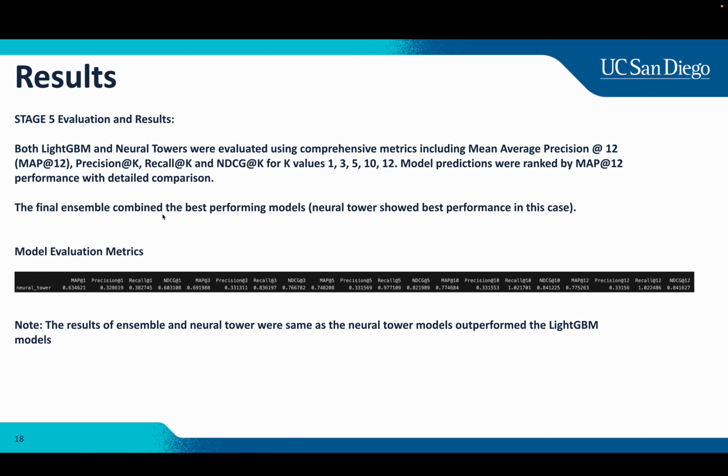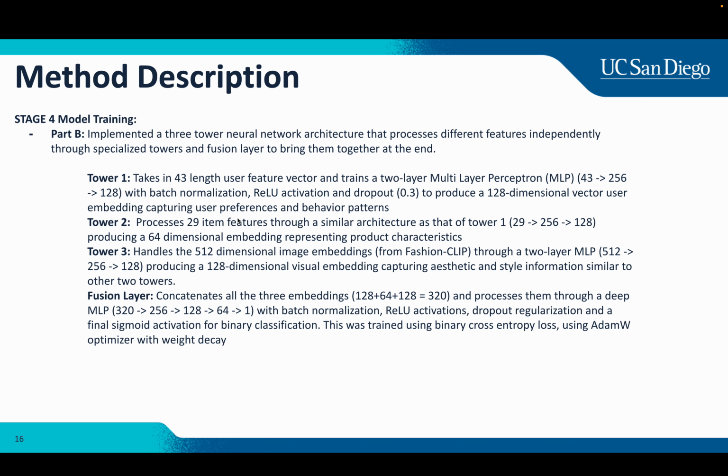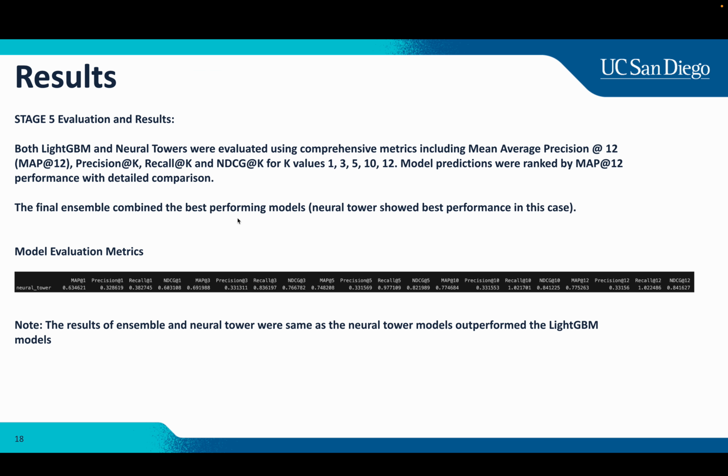The final ensemble combining the best performing model. I also tried to combine the predictions from LightGBM ranker and LightGBM classifiers along with this model, but based on the results that I got, I saw that the neural tower performs better than the LightGBM models because it's able to better understand the hidden semantics of user item interactions.